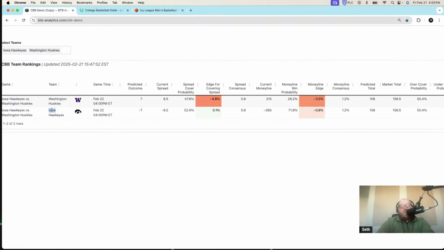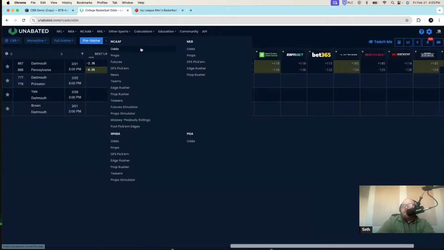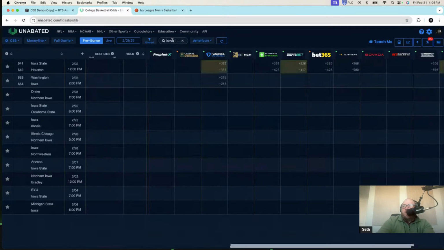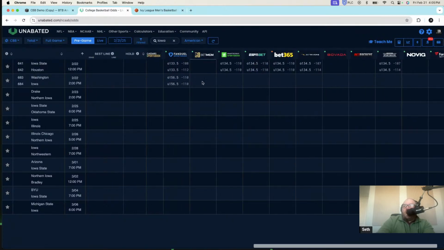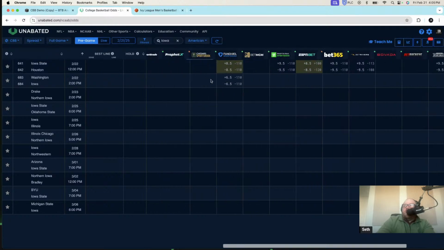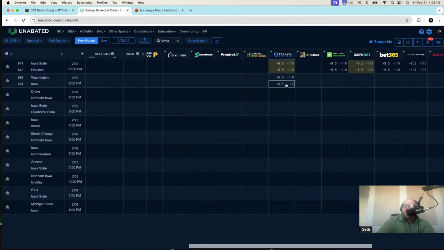We make the number minus 7. Looks like you can get a 6.5. If we go over here and shop this line, Iowa. Yeah, see, this is what we're talking about. See, there's only one book right now. It's only FanDuel. Only FanDuel has it priced. See, this is what I was talking about earlier. This is when you want to shoot.